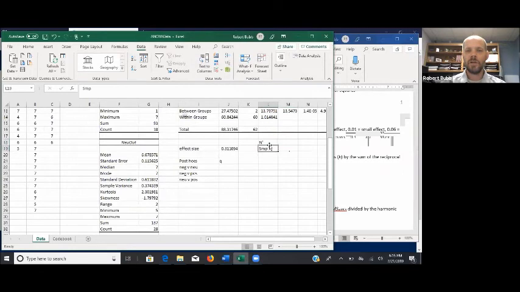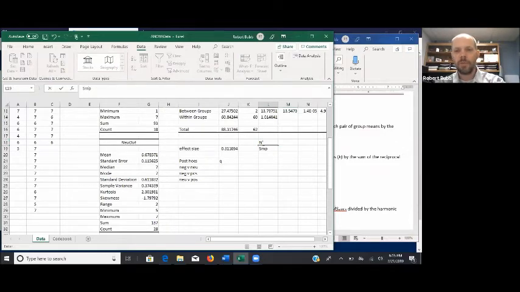So I'm going to go to the cell right next to my symbol for harmonic mean. I'm going to click in equals. I have 3 groups, so I'll type in 3. I'll put in my divide sign. I'm going to open parentheses. And it's really important that you open parentheses here because we're going to do 3 divisions and addition among those divisions. So we want to make sure that we go in the order of operations here.